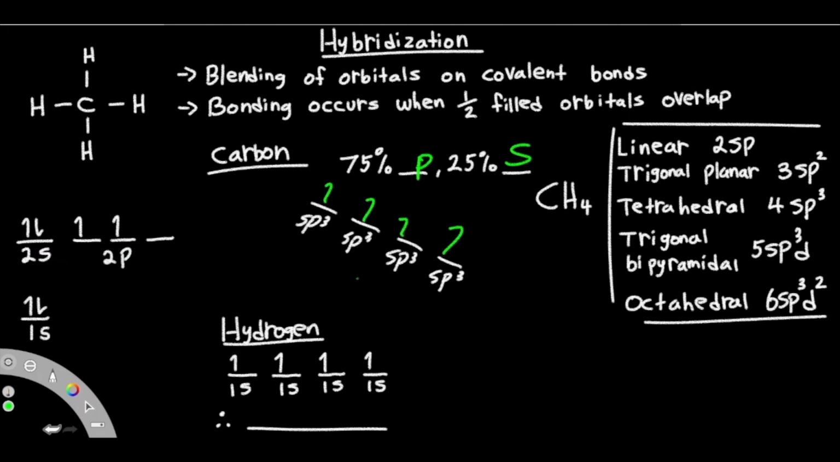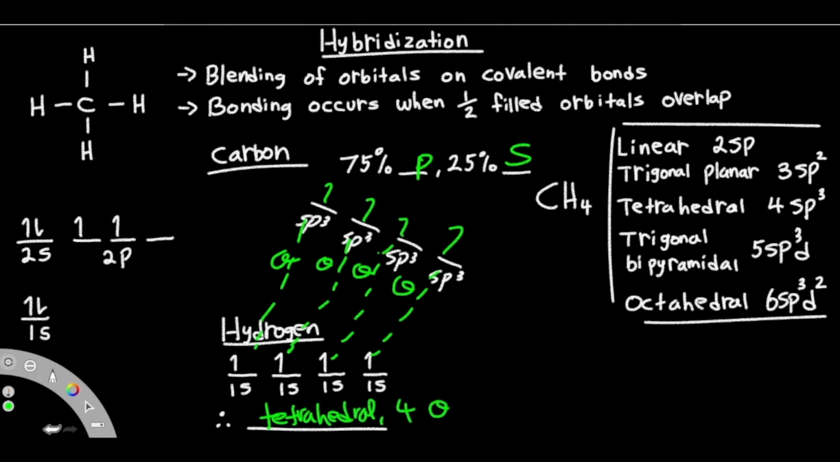stacked that way. Now they can easily bond with the hydrogens, and each one is going to be sigma bonded. Sigma, sigma, sigma, sigma. Whenever we are dealing with just a single bond, it's always going to be a sigma bond. So here, again, we dealt with a tetrahedral, and we have 4 sigma bonds.